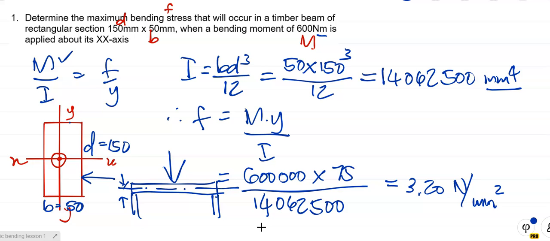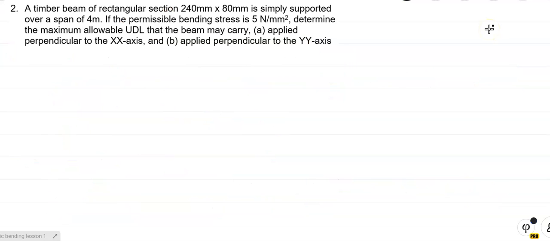I will quickly clean the board and do example number 2. Alright people, this is problem number 2. A timber beam of rectangular section 240 by 80 is simply supported over a span of 4 meters. If the permissible bending stress, another word for permissible is allowable, or maximum, is 5 newtons per millimeter squared, determine the maximum allowable UDL that the beam may carry applied perpendicular to the x-axis.